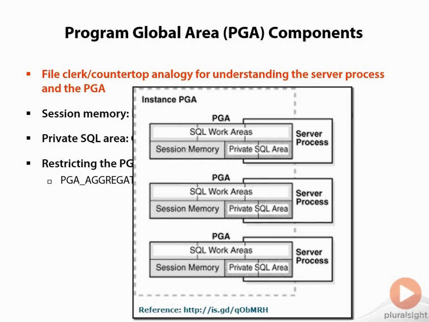If the customer, for instance, were going to ship a package, you'd have the package, you'd have their paperwork, you'd have their payment. All that stuff is per user, and each user would have their own clerk working with them and have their own private bit of countertop to work with. That's really what we're dealing with in the program global area.